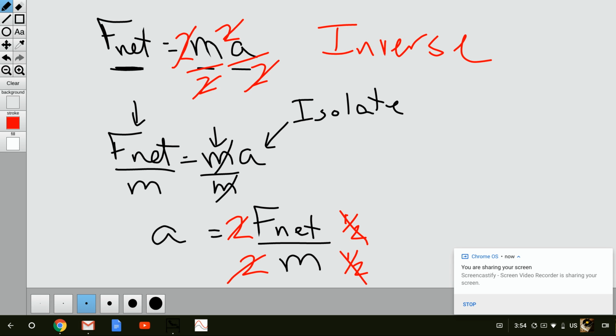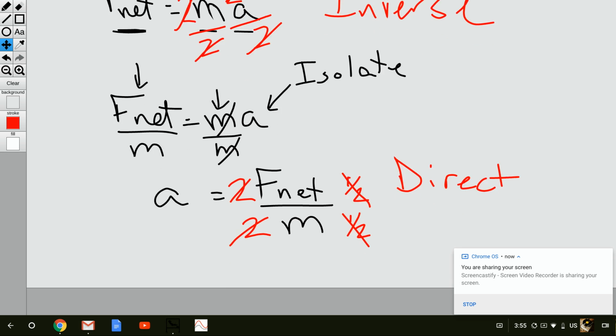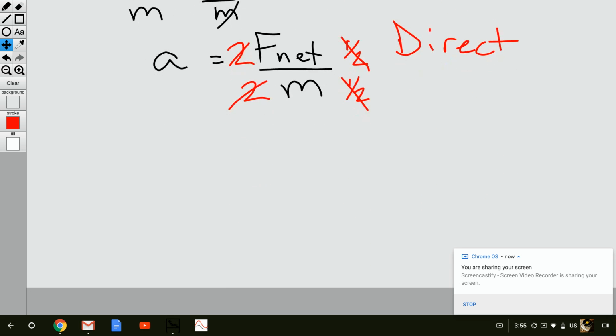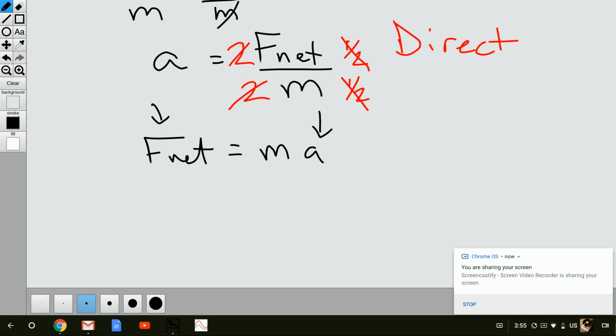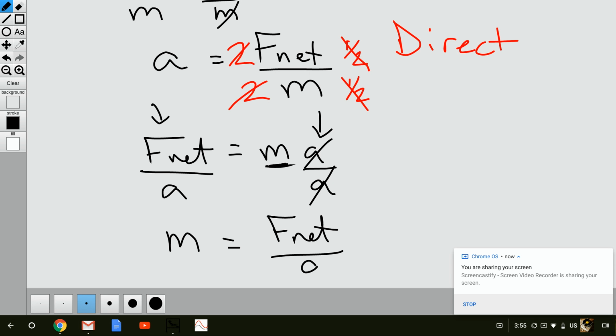So in this case, as F net goes up, mass goes up by the same amount or factor. As F net goes down, so does mass. It goes down as well. So this is a very clear case of a direct relationship. So let's say we want the third and final relationship here. We want the relationship between F net and acceleration. So what we need to do here is isolate M. We're going to solve for mass and divide the acceleration over. So mass is equal to F net divided by acceleration.